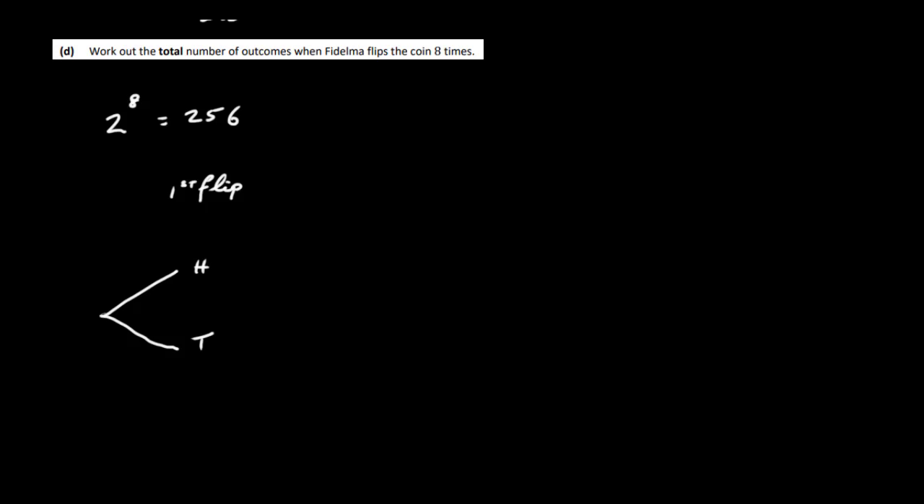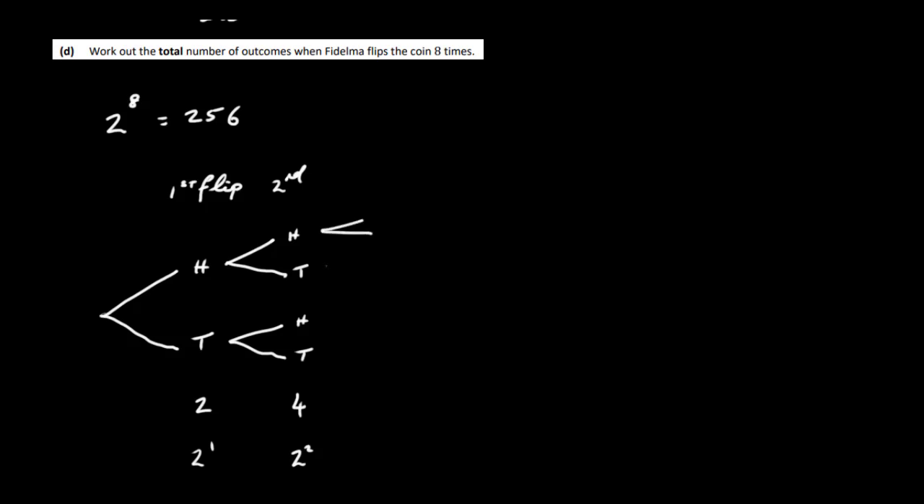So how many outcomes have we got? We've got 2. That's 2 to the power of 1. If you go again, second flip, you can get head, tail, head, tail. This is the second flip. So how many outcomes have we got now? 4. That's 2 to the power of 2. That's 2 flips, and so on.